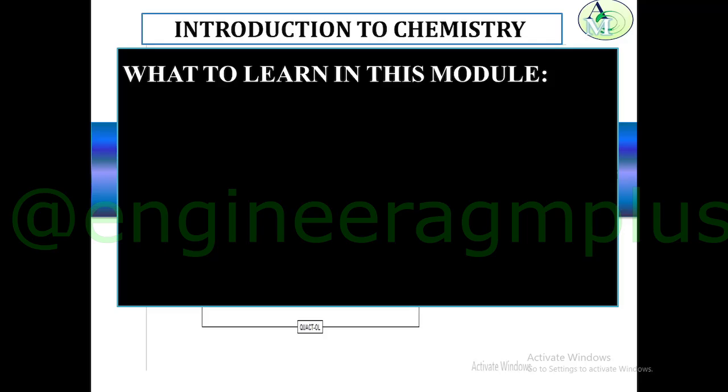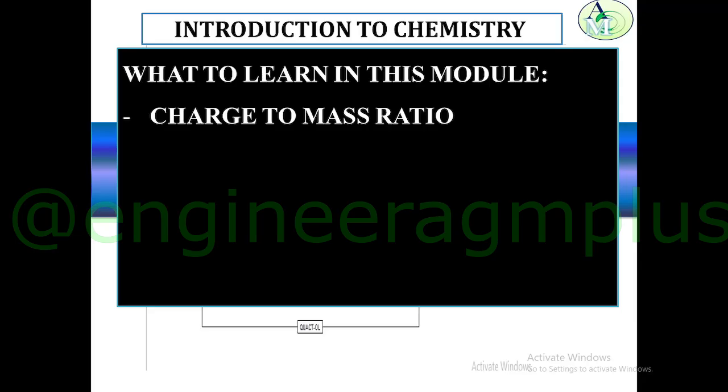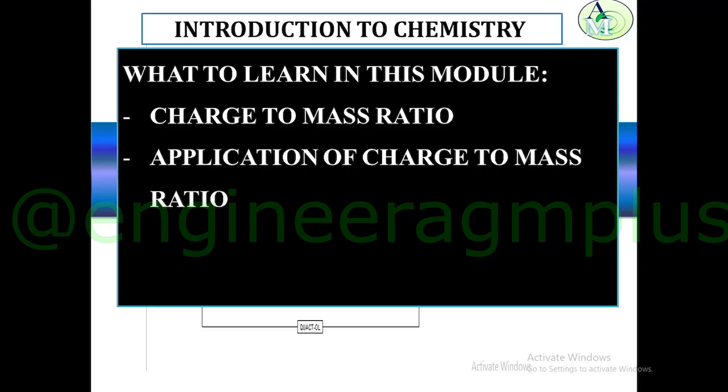At the end of the lesson, you should be able to calculate the charge to mass ratio, and you have to know the application of charge to mass ratio. What does it entail? What does it mean? And finally, you should be able to calculate the atomic mass number of any atom or ions.